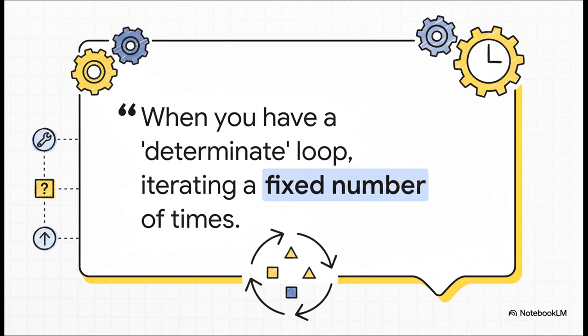And what's so great about it is that it packages everything you need, the starting point, the stopping condition, and how you update your counter, all into one single tidy line of code. It's clean, it's clear, and it's perfect for counting from 1 to 10.